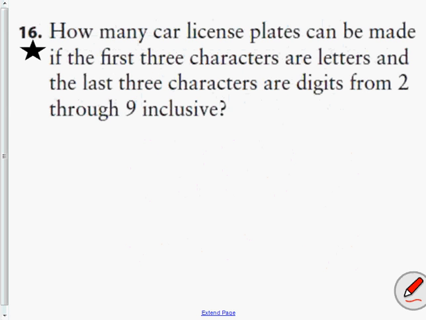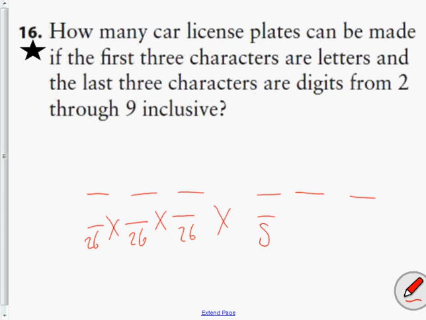Question 16 says, how many car license plates can be made if the first 3 characters are letters and the last 3 characters are the digits 2 through 9? So again, we have 6 parts to our license plate. There are 26 letters in the English alphabet, which means there are 26 times 26 times 26 for letter combinations. And then multiply that by 2 through 9, which is 8 different numbers.